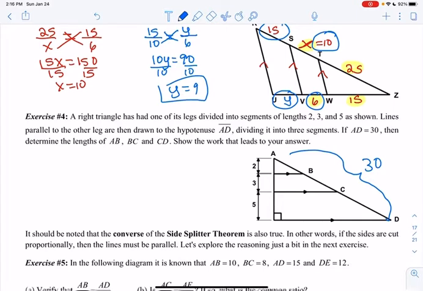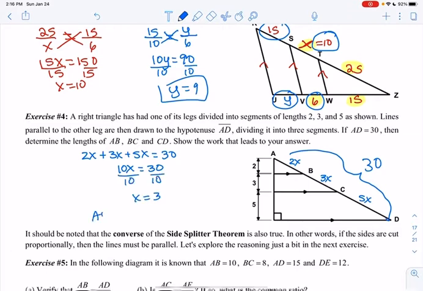Well, remember that if those lines are parallel, then those sides that have been divided are proportional. So I can just call this one 2x, this one 3x, and this one 5x, because they have to be in the same ratio as the other sides are. So this problem's a little bit different. 2x plus 3x plus 5x equals 30. I'll add up all those x's, and that gives me 10x equals 30, and x equals 3. So AB is 2x, 2 times 3 is 6, BC is 3x, 3 times 3 is 9, and CD is 5x, 3 times 5 is 15.